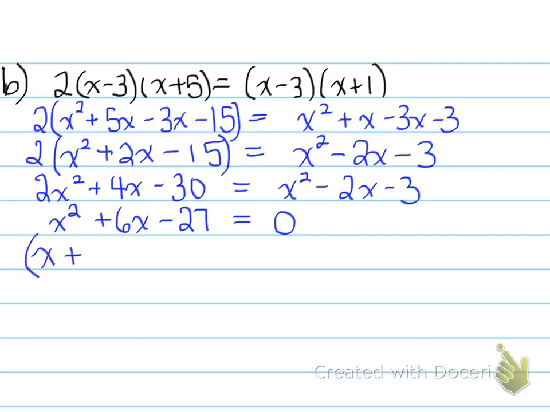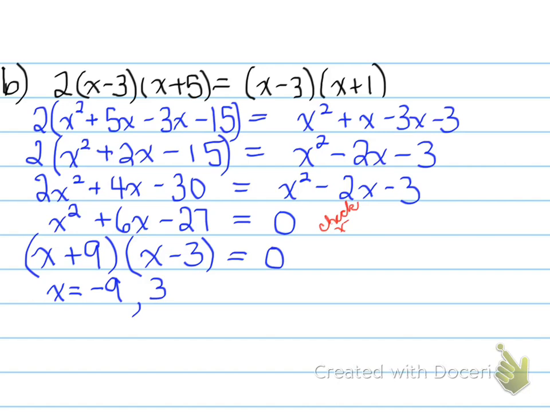So we need to factor it. So what two numbers multiply to give you negative 27 and add to give us 6? That is x plus 9 and x minus 3 equals 0. And x plus 9 means that it's x equals negative 9. And for x minus 3, x equals 3.